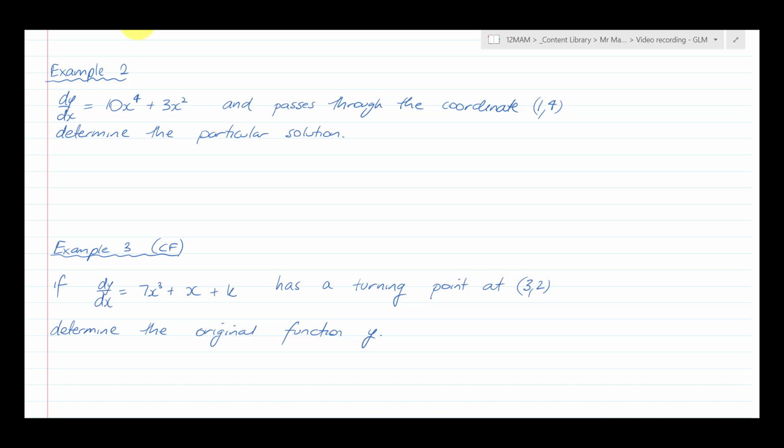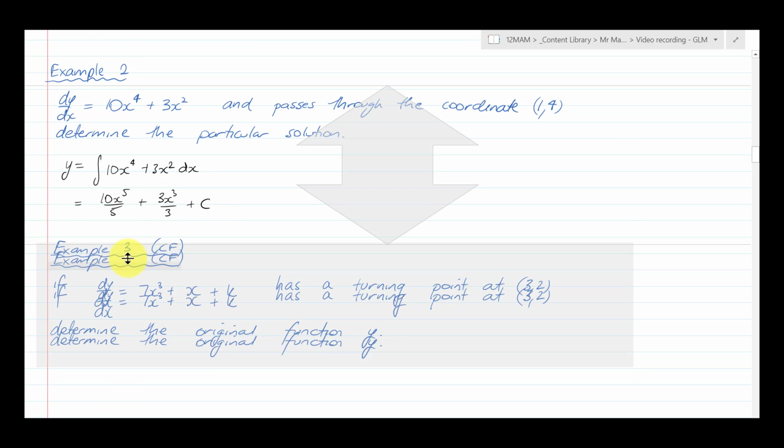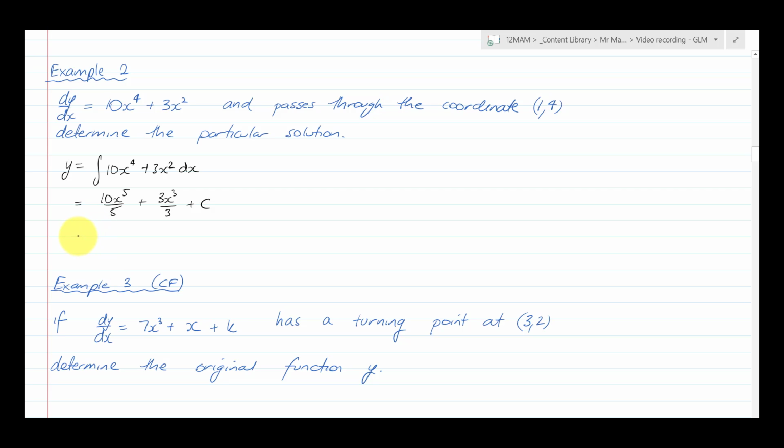Determine the particular solution. So the particular solution, y first of all equals the integral of 10x to the power 4 plus 3x squared with respect to x, and we know that this is equal to 10x to the power 5 over 5 plus 3x to the power 3 over 3 plus c. And of course that gives us, when simplified, 2x to the power 5 plus, not even 3 anymore, x cubed plus c. And so the particular solution is when x equals 1, y equals 4.